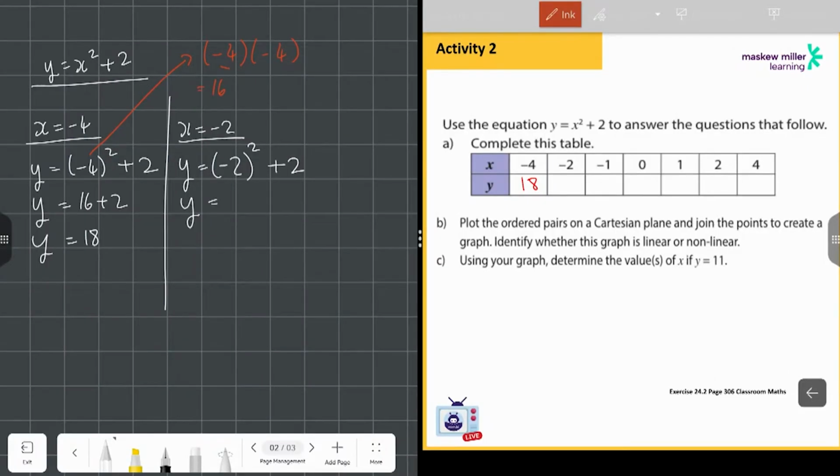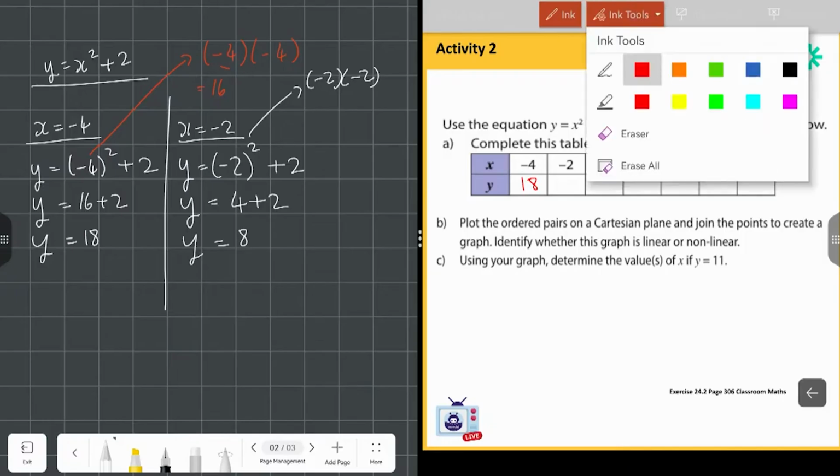So what is (-2) squared? (-2) squared means -2 times -2. And -2 times -2 is +4. So here I have 4 plus 2. And 4 plus 2 is what? It is 8. So for my input value of -2, my output value is what? 8. Okay.